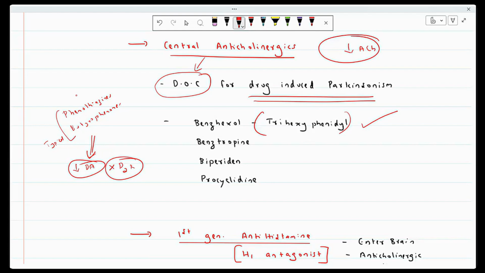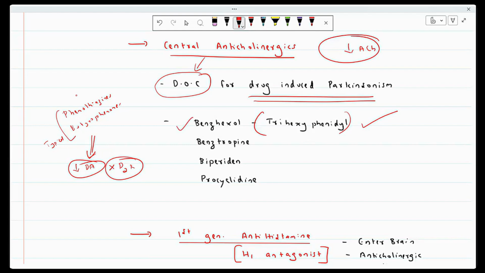So the point you need to remember is about drug-induced Parkinsonism. Read the question carefully. If the question is, which of the following is the drug of choice for drug-induced Parkinsonism, don't write levodopa or pramipexole, ropinirole, or any drug in the dopaminergic system. Rather, write the drug which can decrease acetylcholine, that is, a central anticholinergic. That is the drug of choice for drug-induced Parkinsonism. And the main example is benzhexol.